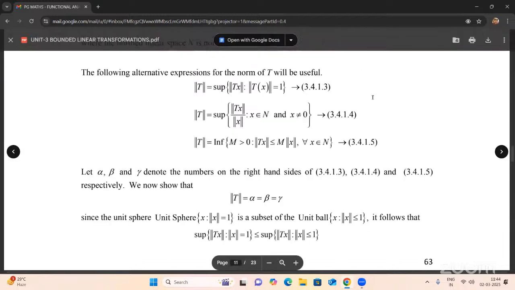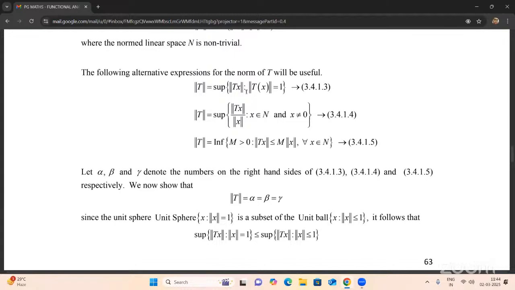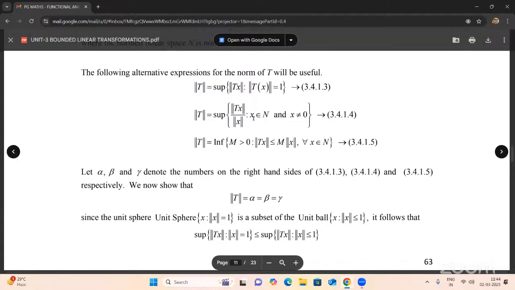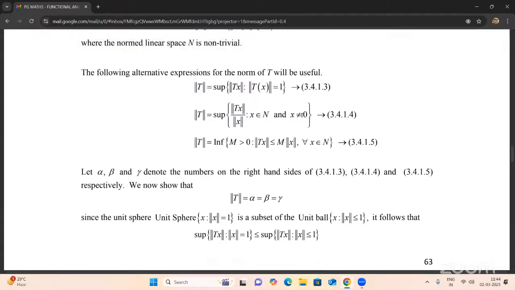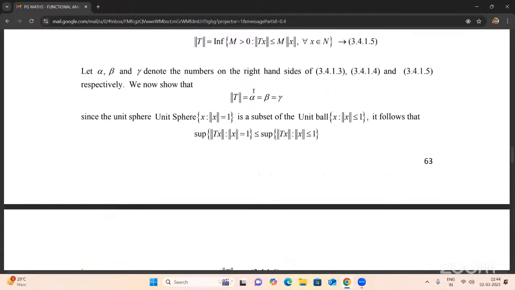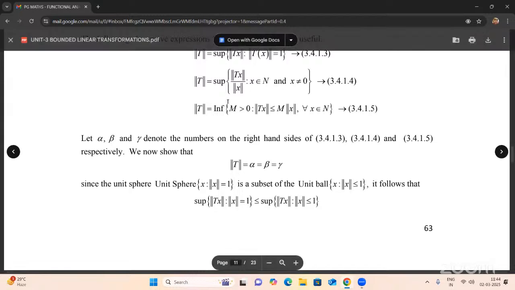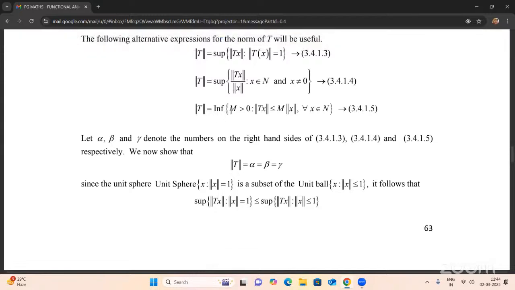Now, there is another norm here. Let us see. Norm T equals supremum of norm Tx by norm x, where x belongs to N and x is non-zero. At the same time, here norm T equals the infimum of the relation. This is another boundedness, the greatest lower bound. Here M is a real number, and that real number must be greater than 0, with norm Tx less than or equal to M times norm x, where x belongs to N.